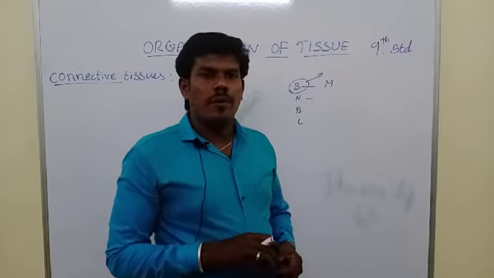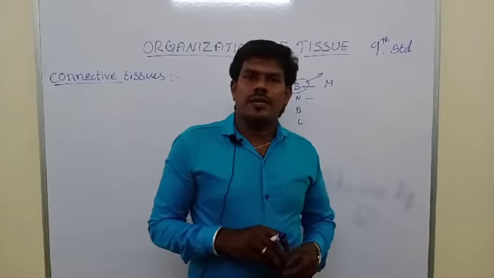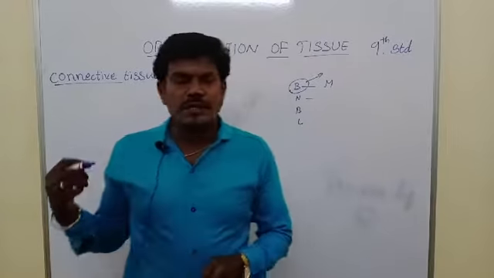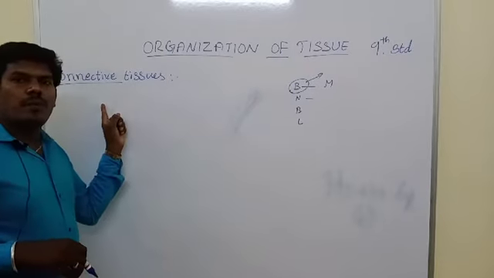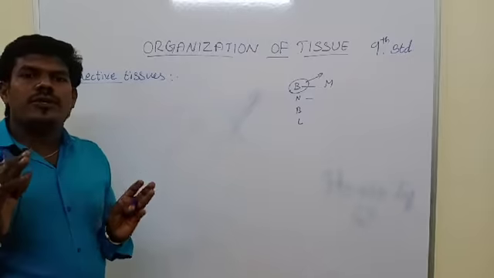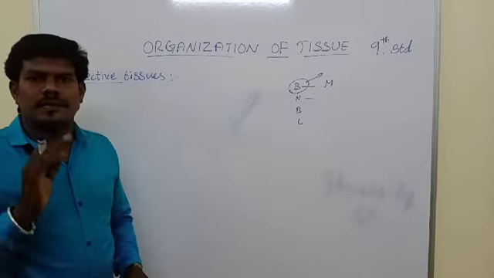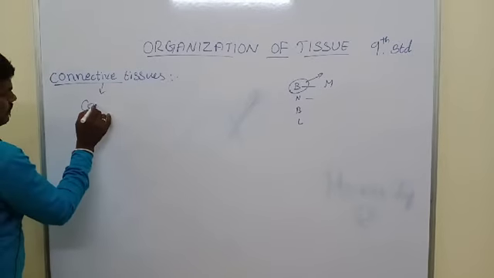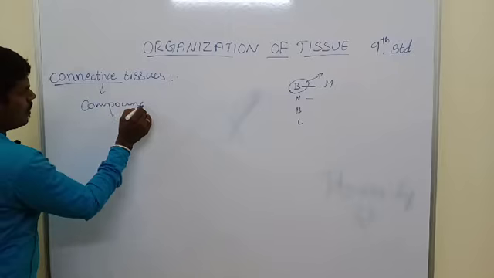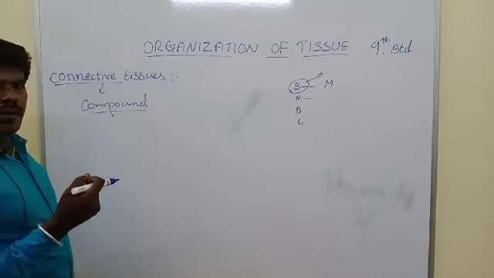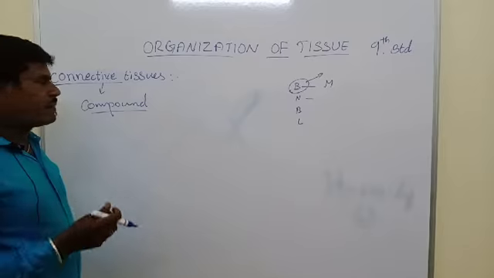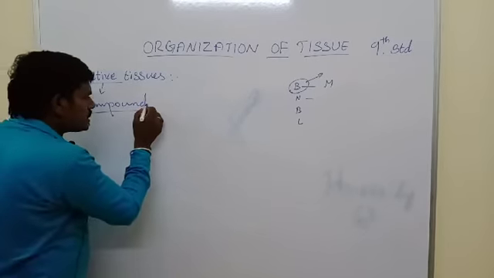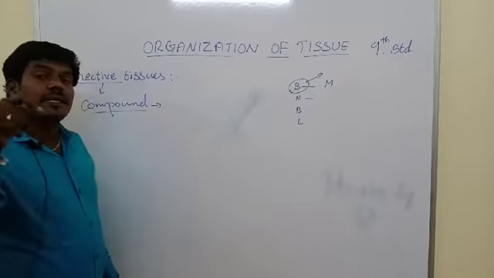The components of connective tissues. What are the components? Connective tissue is not a single thing; it is a compound. See, connective tissues have intercellular substance present as a compound. Compound means things joined together to be involved in some specific functions. This compound substance is present in the intercellular space.